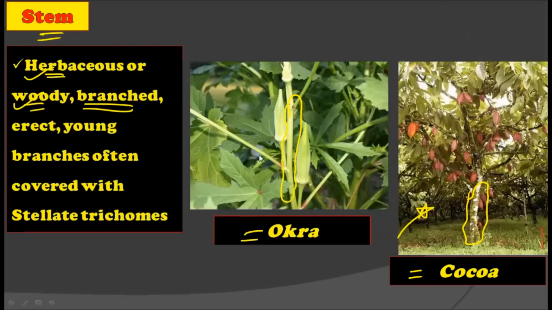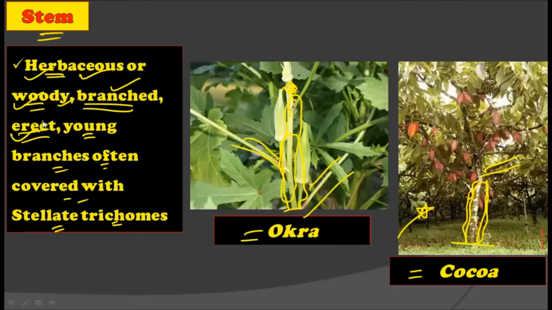Then the stem is branched. As you can observe in the okra as well as in the cocoa, the stem is branched. That is, there are different branches rising from it. Then it is erect, which literally means it grows above the ground. That is, the stem grows upward towards the sky, and such a condition is called erect. Then young branches are often covered with stellate trichomes. That is, if you find a young stem, that is the new stem, you will find star-shaped trichomes on it. So this is how the Malvaceae family members show the stem characteristics: the stem may be herbaceous or woody, it is branched, erect, and young branches are often covered with stellate trichomes.